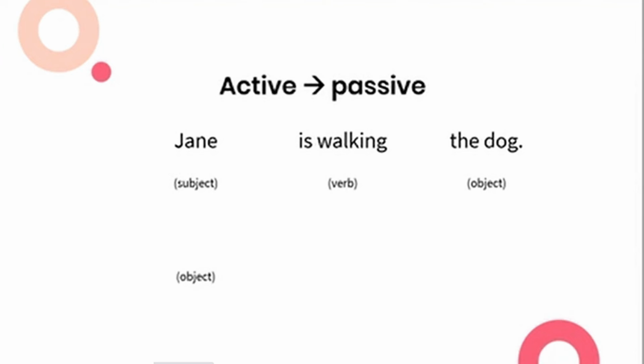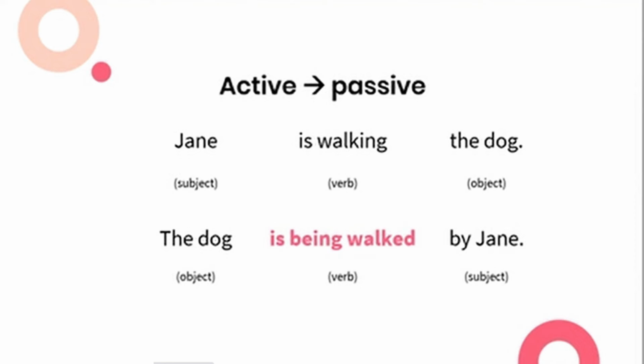We need an object, a verb, and a subject. Here's the passive sentence. The dog is being walked by Jane. So as you can see, the verb changes from is walking to is being walked.